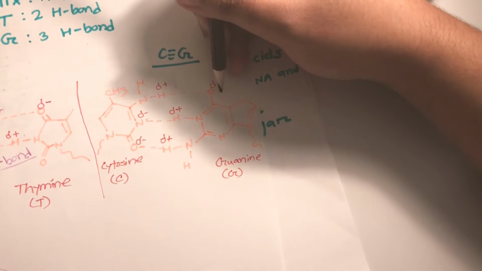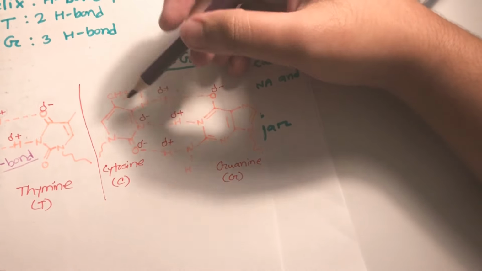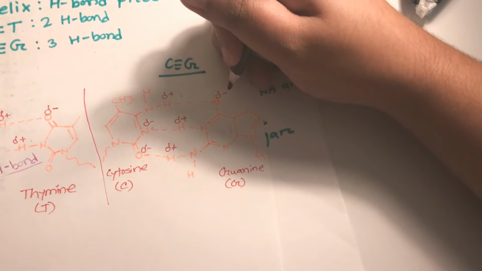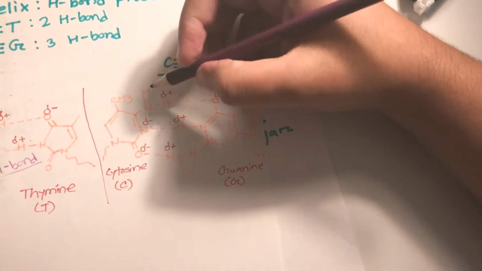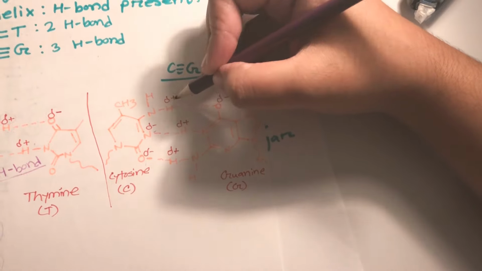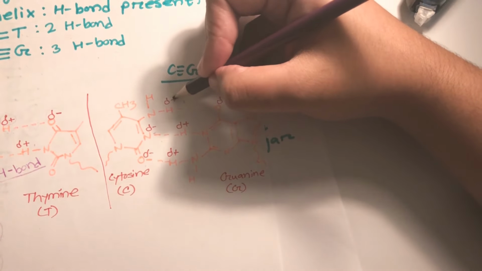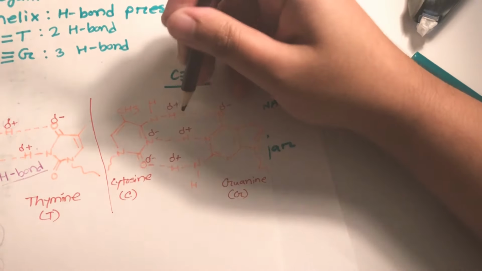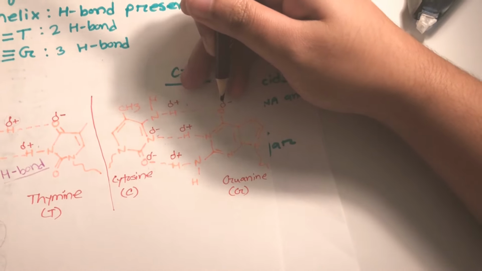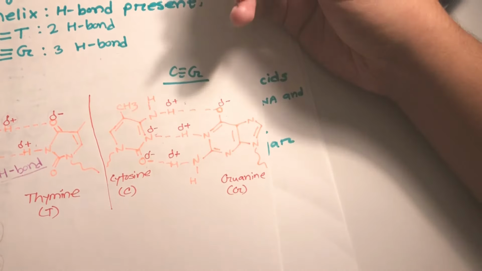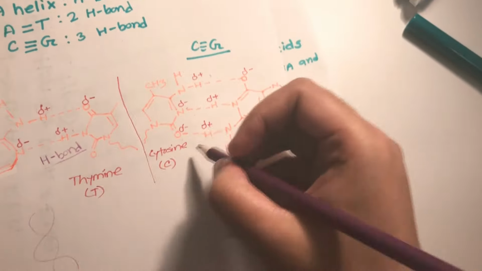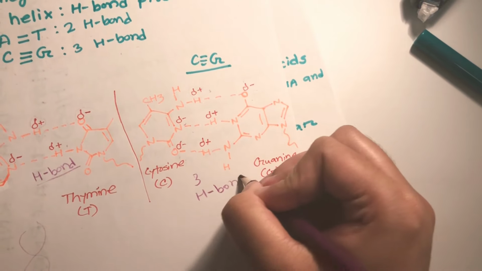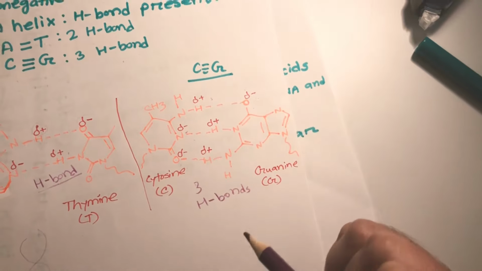Now let's talk about cytosine and guanine. Here we can see that this oxygen atom, this nitrogen and this oxygen are all electronegative atoms because they have a negative charge on them, whereas there are three hydrogens which have a polar positive charge, and these three hydrogens have created hydrogen bonds with these three electronegative atoms. So there are three hydrogen bonds present between cytosine and guanine.